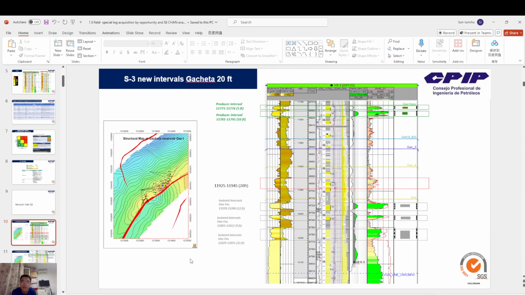Revision of well S3. S3 new sands include Gajita 20 feet. This part is the current produced unit, from 11,771 to 11,207.65 feet, and this part is the best 10 feet. This is the potential from 11,925 to 11,945, 20 feet.